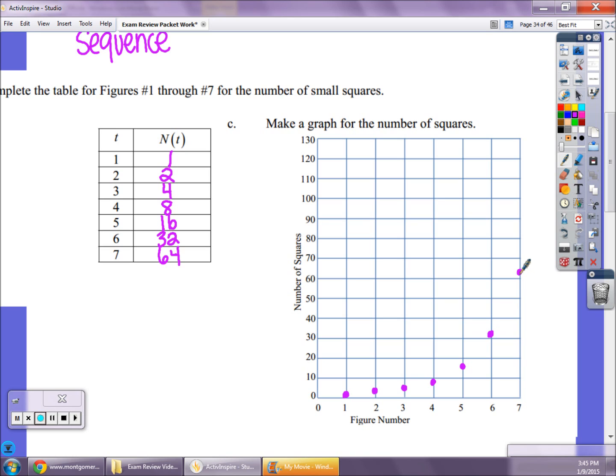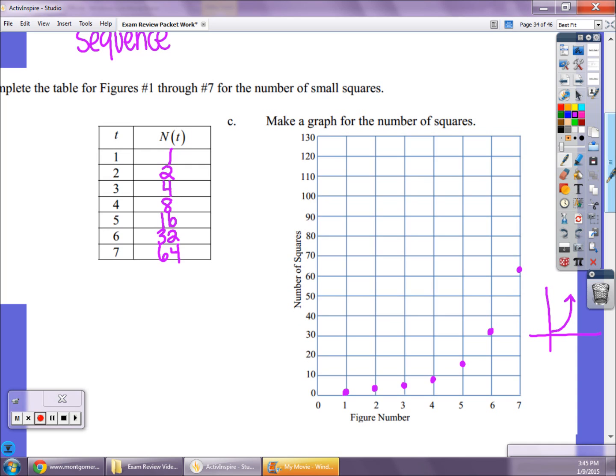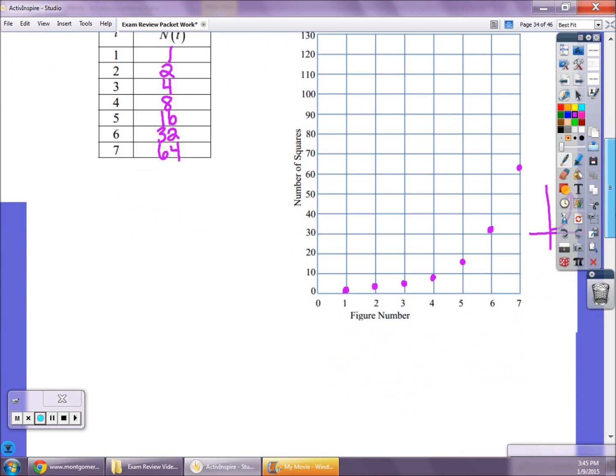So I hope you can see the shape of this is a curved graph, kind of like so, and that's because it is an exponential or geometric pattern that we're looking at. So it should not be in a straight line. And I'm not going to connect the dots because this is a discrete function. We're jumping from one value to the next with nothing in between.